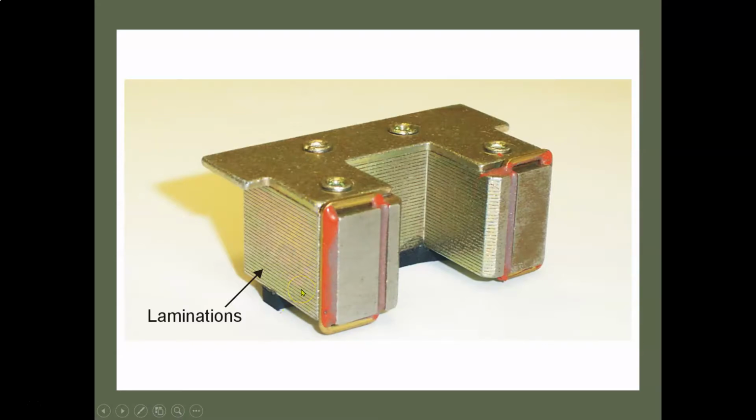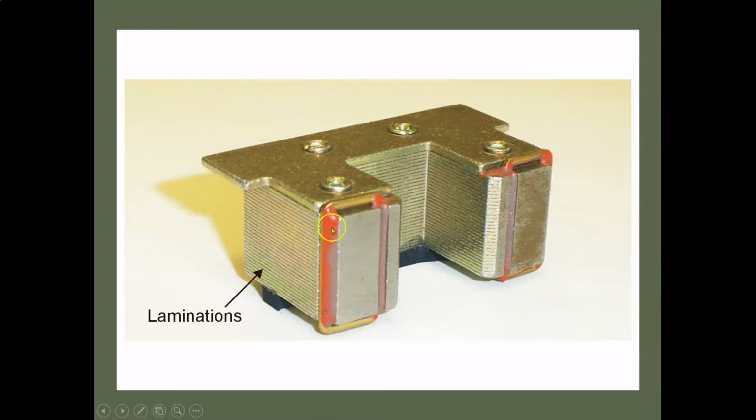Eddy currents are when a magnetic field is cutting through your core. It's the same thing as a conductor cutting through a magnetic field. It's going to induce a voltage and a current. So it's inducing a voltage and a current into your actual core here. And inducing a large current and a large voltage into this core is going to produce a lot of heat.